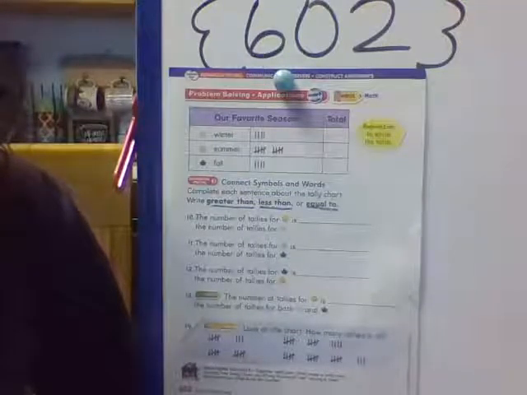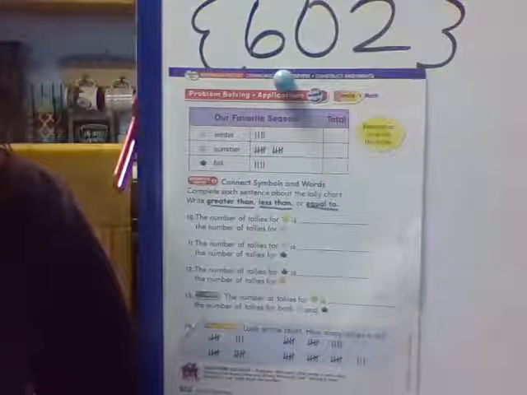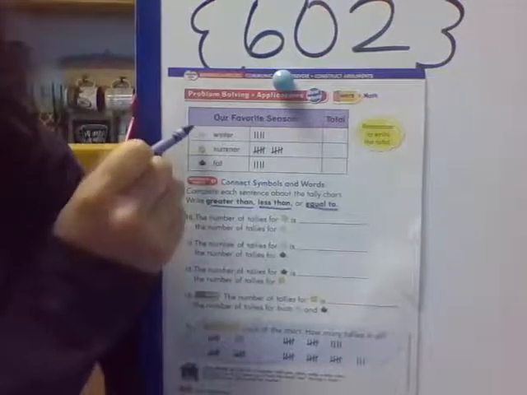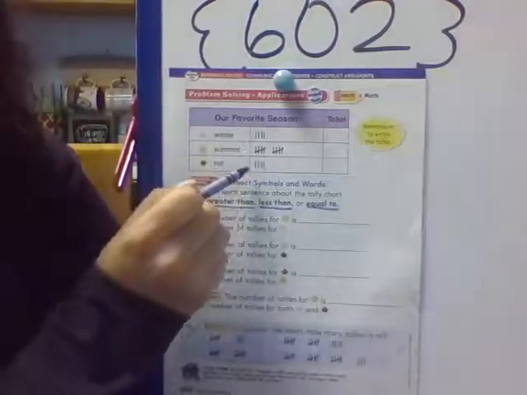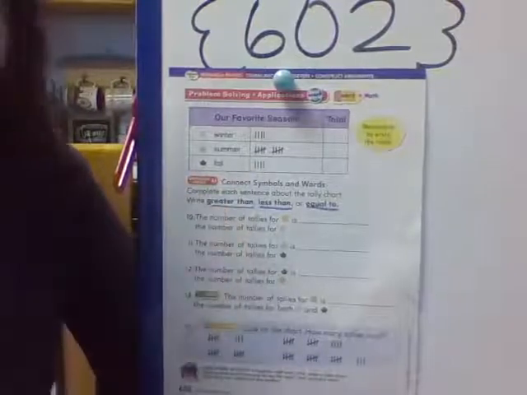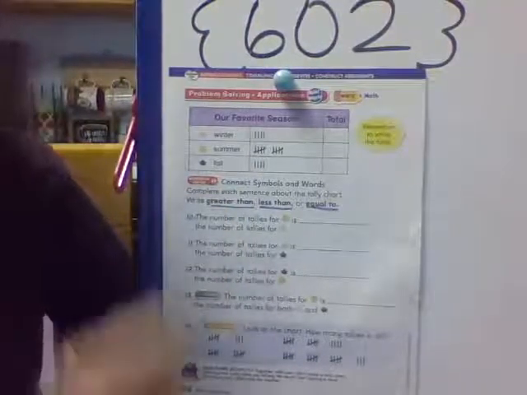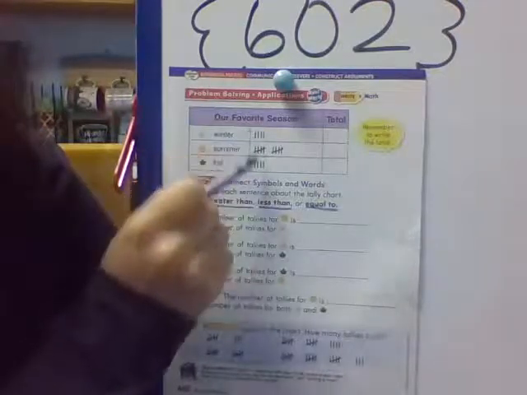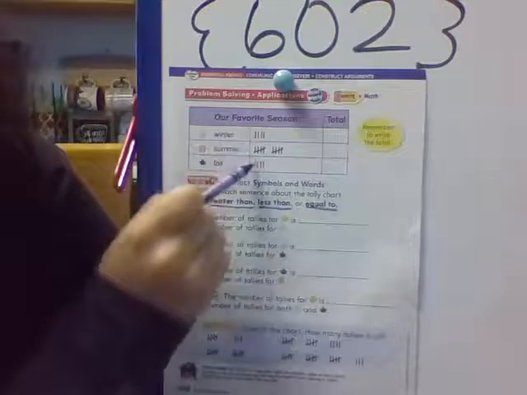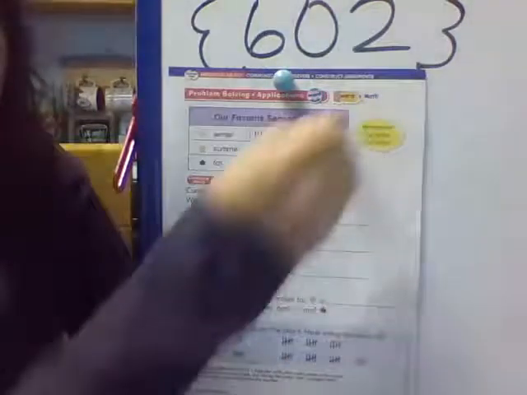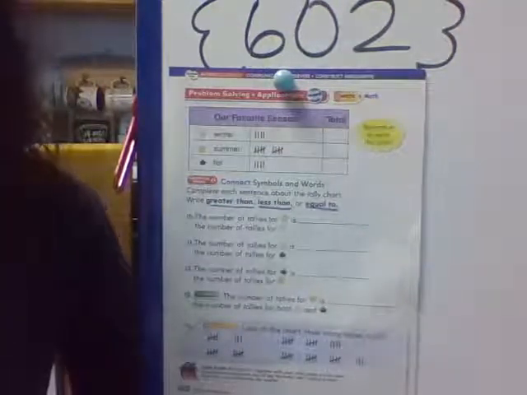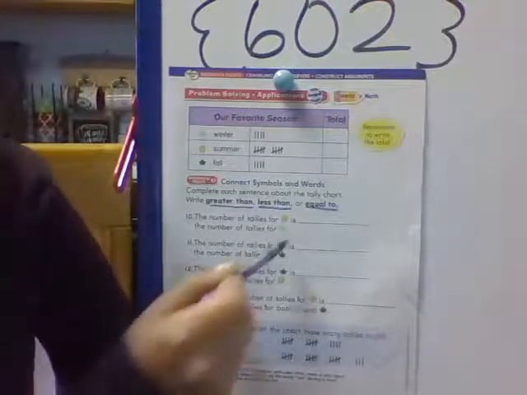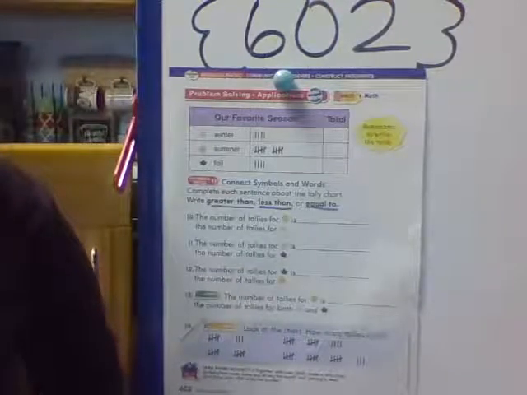Number 11. The number of tallies for winter is blank the number of tallies for fall. So this time you're going to compare winter, so this tally set, and fall, this tally set. So if I look at those two sets, do I notice that winter is greater than fall, winter is less than fall, or winter is equal to fall? Remember, check your numbers. Are they higher, equal, or less for winter? On that line, you're going to write greater than, less than, or equal to.